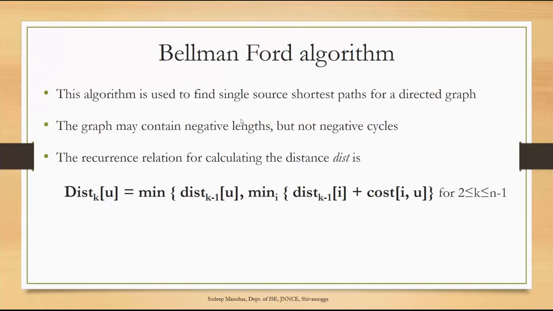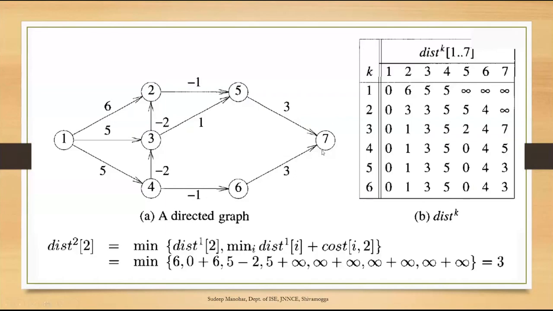So this is the example problem. This is a directed graph. It contains 7 vertices, and there are some edges with negative lengths. Now, for calculating the shortest path for this problem, we are supposed to write a table which contains n number of columns starting from 1 till n.